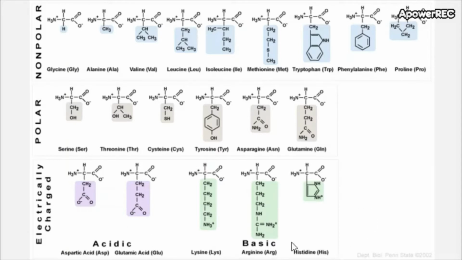We also can have basic groups. So these basic groups have a positive charge. You often see these as amines, or functional groups that have a nitrogen present in them. Again, there's no need to memorize these different functional groups or these different names, but be aware that there are three main types of amino acids. Lastly, be aware that for electrically charged groups, they can be either acidic or basic.